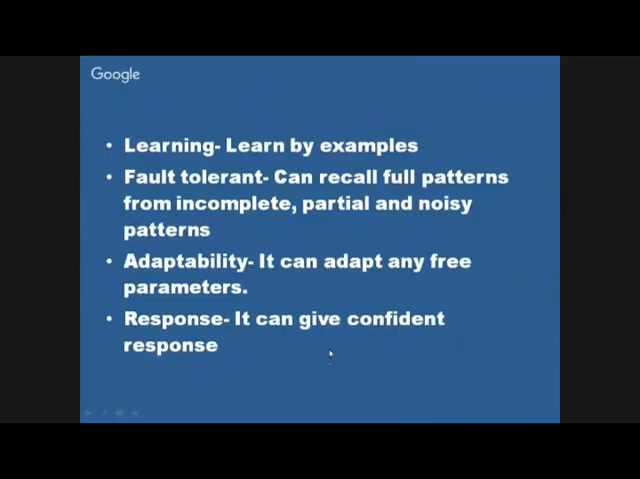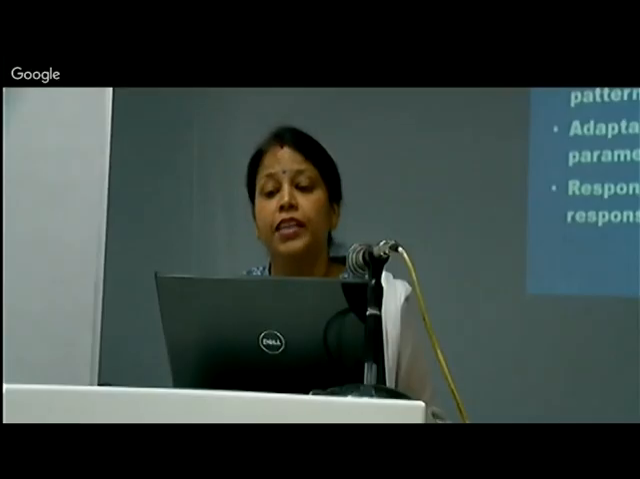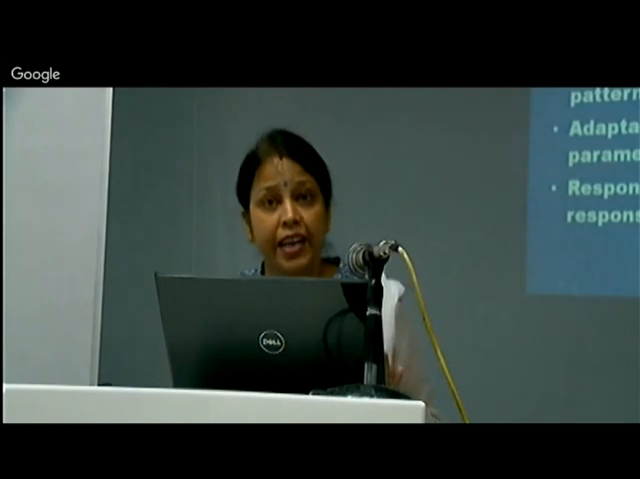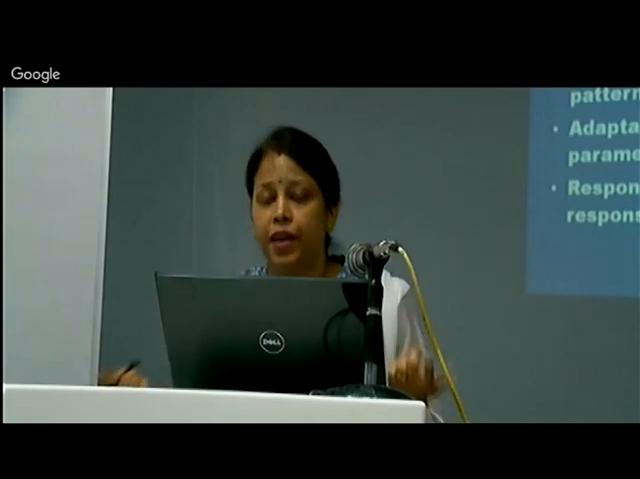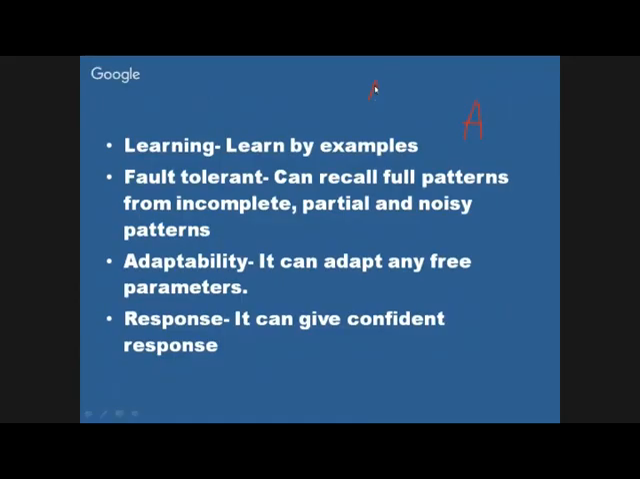Fault tolerant, as I have told, means it can recall the full pattern from incomplete or noisy data. For example, if we have created the network for the letter A, and you give a distorted type of A, it will still recognize that this is A. So this is known as fault tolerance. Adaptability means it can adapt any free parameters. At any time you can enter any type of parameters, it is adaptive.